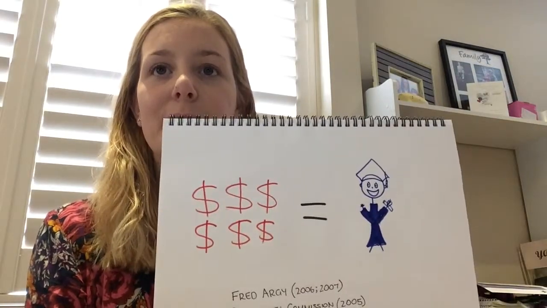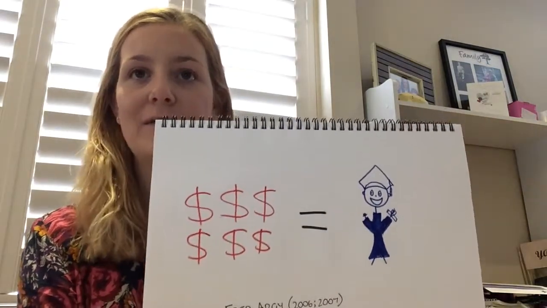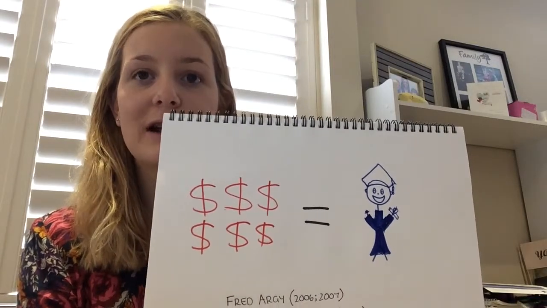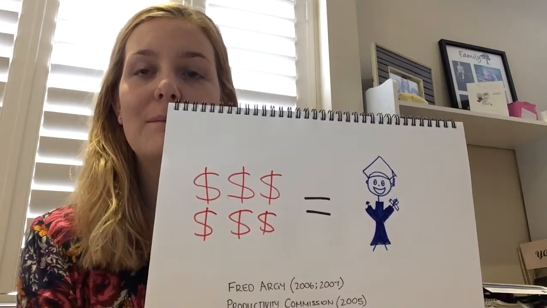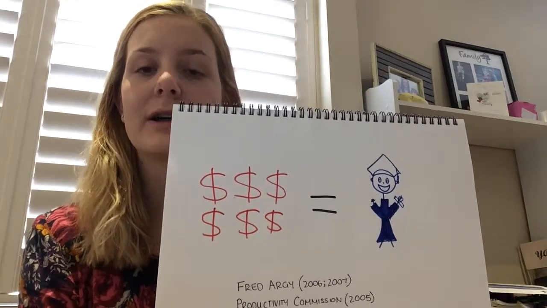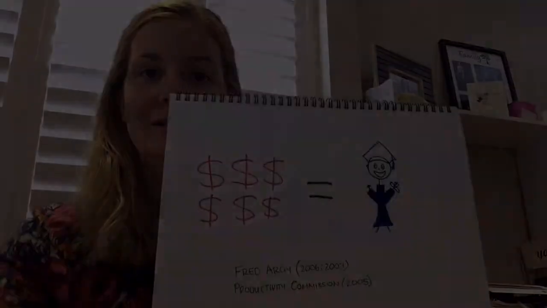Fred Argy explores the different ways in which this is seen to be true. His first argument relates to the completion rates of the schooling system between the classes. He explains that the completion rate for the lower and middle socioeconomic classes was significantly lower than that of the upper class. These statistics can be supported by the Productivity Commission 2005, which estimated that the completion rates for lower and middle classes would be much lower than that of the upper class.